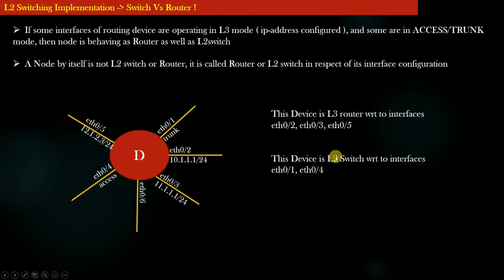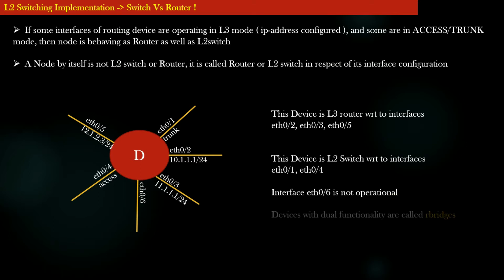Similarly, this device will behave as an L2 switch with respect to interfaces Ethernet 0/1 and Ethernet 0/4. The reason being that these two interfaces are operating either in access mode or trunk mode. Interface Ethernet 0/6, on the other hand, is not operational at all because it is neither operating in L3 mode nor in L2 mode. Right?